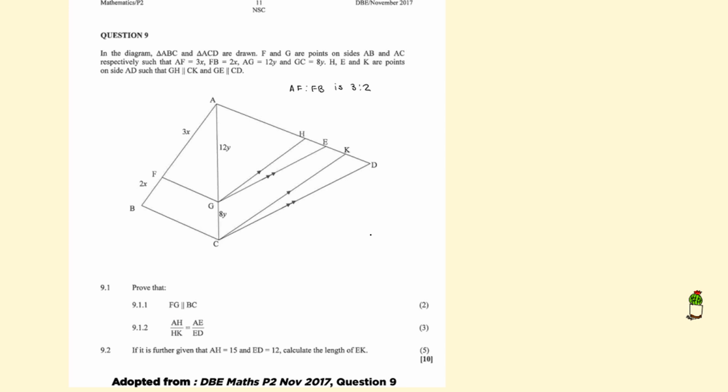So let's see what question 9.1 states. Question 9.1.1 says that we need to prove that FG is parallel to BC. So we need to prove that this line is parallel to that line. Question 9.1.1, where are we? We are in this triangle.